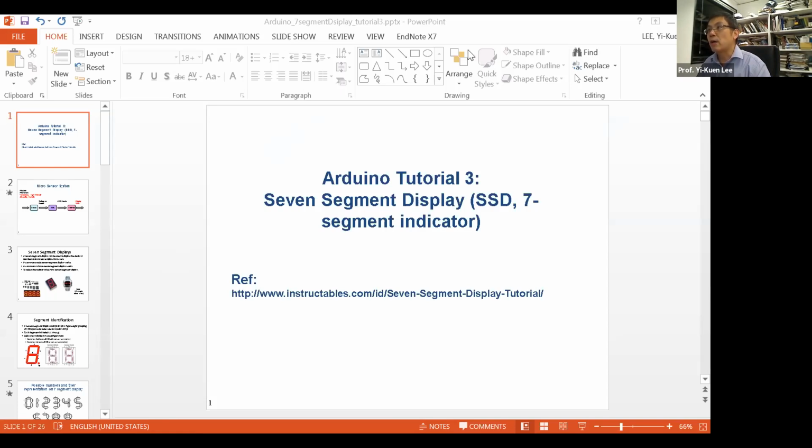If you have some question, you can send a message through the chat room, right? If you have some question, please try to send your question via this chat room. That would be better.